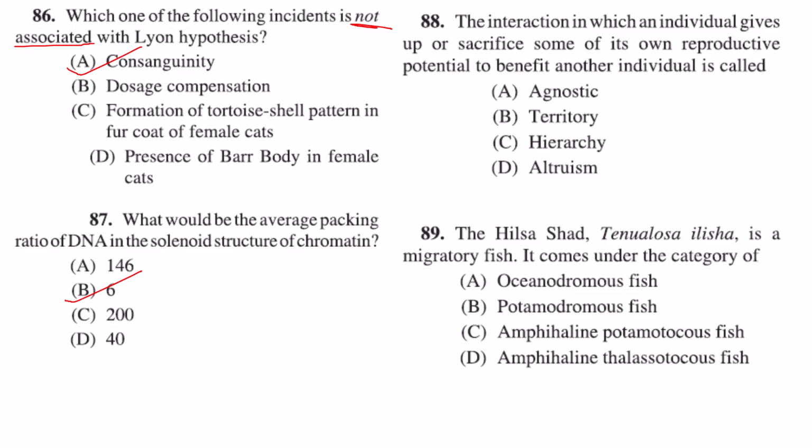Okay, then the interaction in which an individual gives up or sacrifices some of its own reproductive potential to benefit another individual is called altruism. So it can include actions like sharing food, protection from enemies, helping in taking care of the young ones. All these are altruistic behaviors.